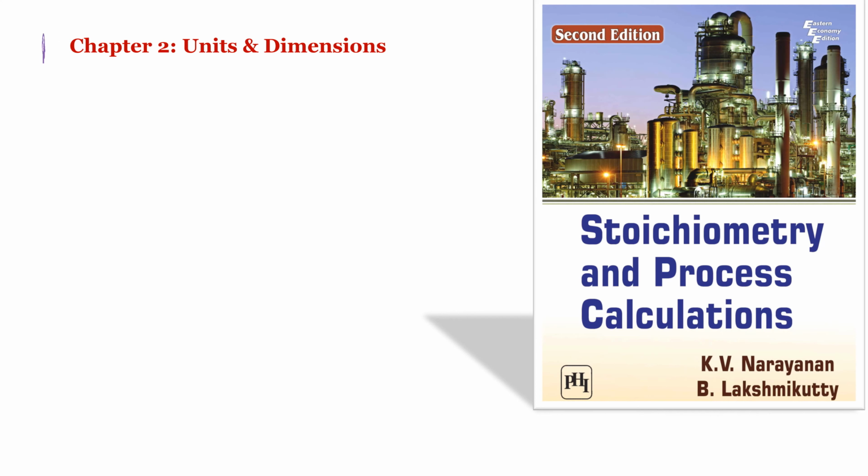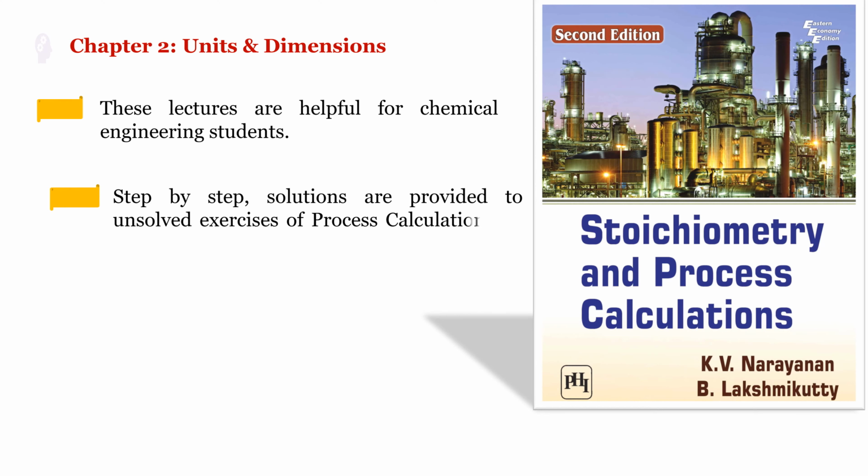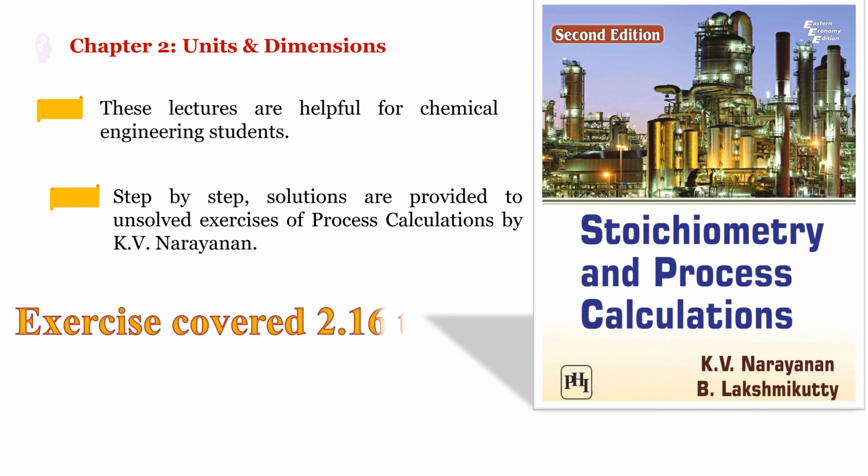In this lecture series, we will solve the unsolved problems of a famous book, Stoichiometry and Process Calculations by K.V. Narayanan. These lectures are helpful for chemical engineering students because process calculations is a core subject for chemical engineering, and during the lecture a step-by-step solution will be provided. In this lecture, problems number 2.16 and 2.17 will be covered.